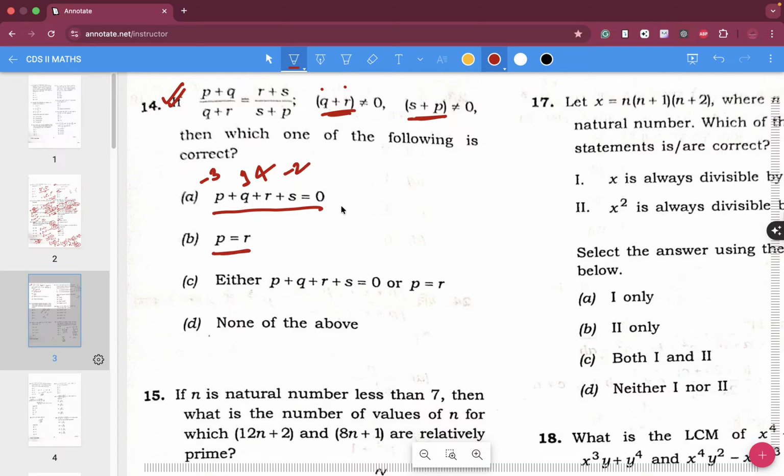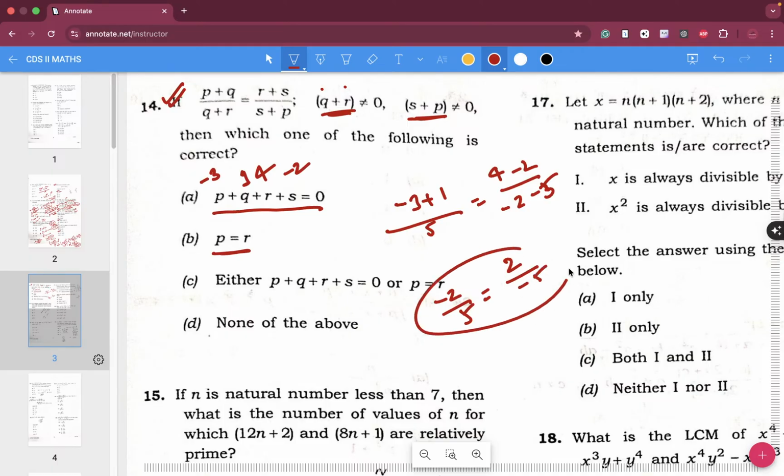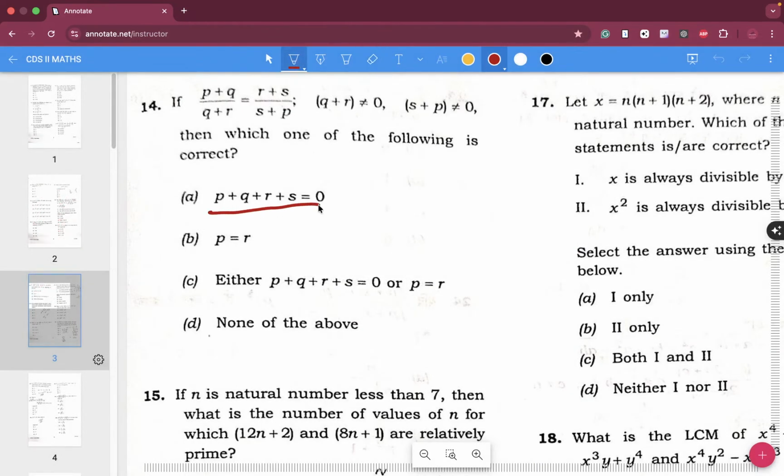Now let's just put P plus Q divided by Q plus R, right? Q plus R is 5, which is equal to R plus S. R plus S is 4 minus 2, divided by S plus P. So this value is how much? Minus 2 minus 3. So this value will give you minus 2 by 5, and this value will give you 2 by minus 5, which in a way is the same. So one thing is certain, that P plus Q plus R is correct.